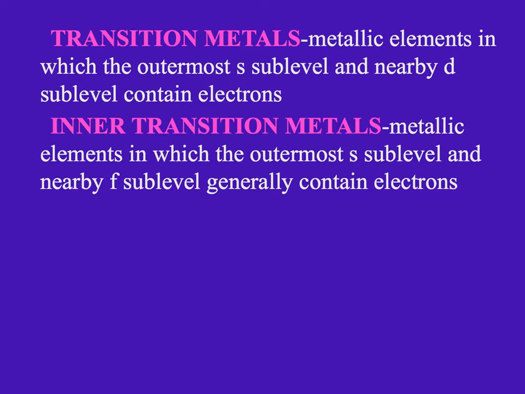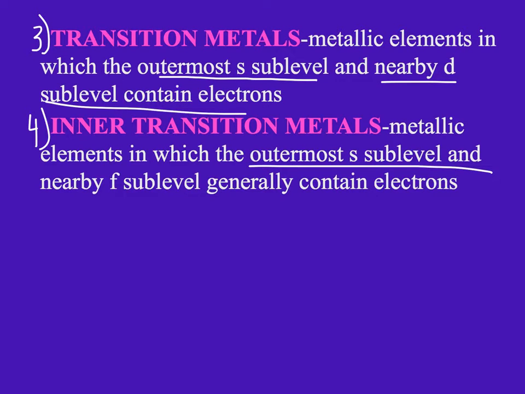Okay, let's go on to categories 3 and 4. Category 3 is your transition metals. You know where they are located. That's where you start to fill the D sublevel, right? So the outermost S sublevel and nearby D sublevel contain electrons. Your fourth group are the inner transition metals, where the outermost S sublevel and nearby F sublevel generally contain electrons. Those are the two rows that are thrown down at the bottom of your periodic table.